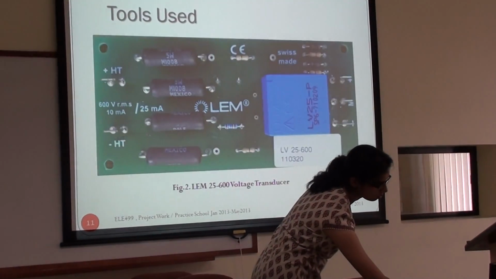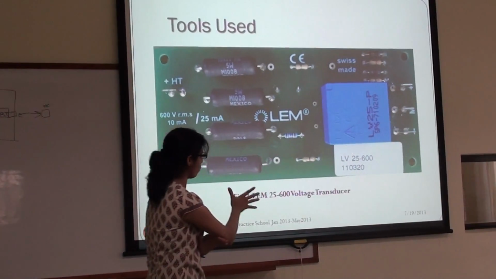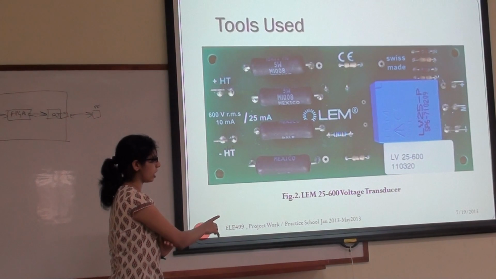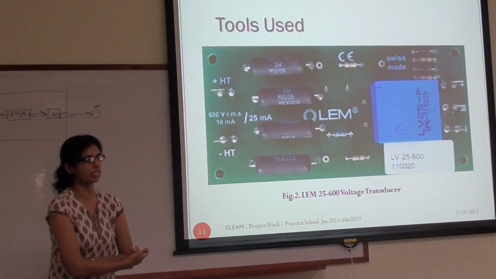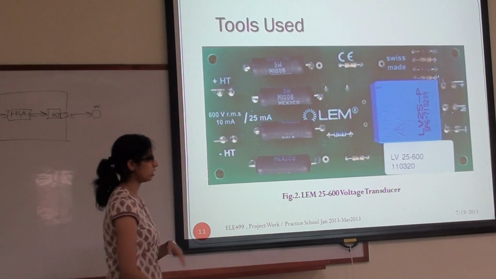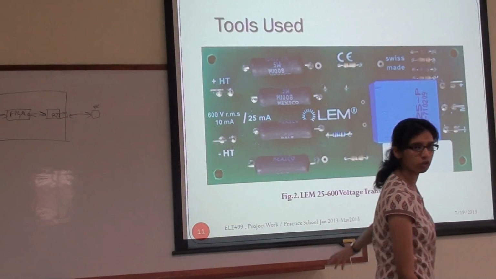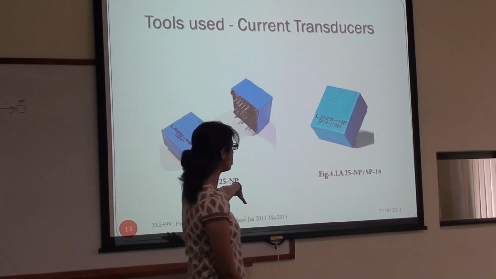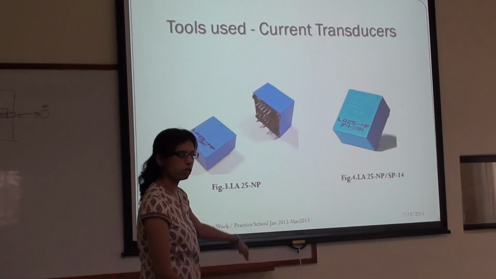This is just a picture of the voltage sensor that we've used. This is basically the LEM LV 25-600 transducer. It measures up to 600 volts nominal. And this was the sensor which we used for voltage measurements. Similarly, these were the current sensors that we've used here.